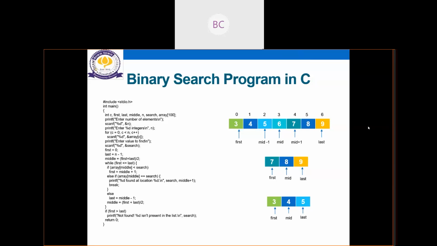So if the mid value is less than search, that means for example you are looking for the item 8. Here the mid value is 6. 6 is less than or equal to your item 8. So it will just select the subarray which is 7, 8, 9. So in this subarray, your first was 0.